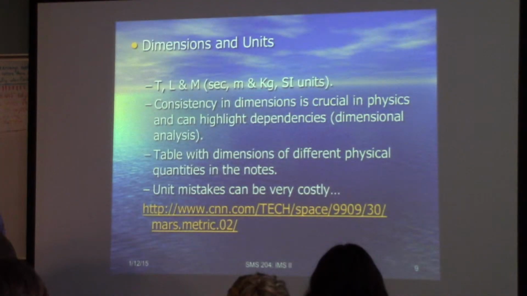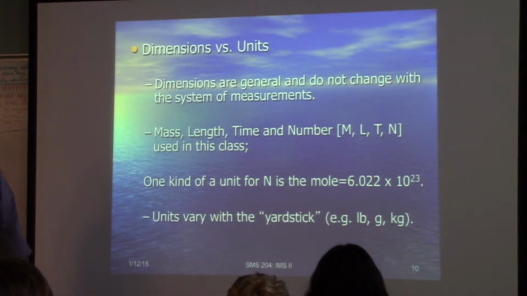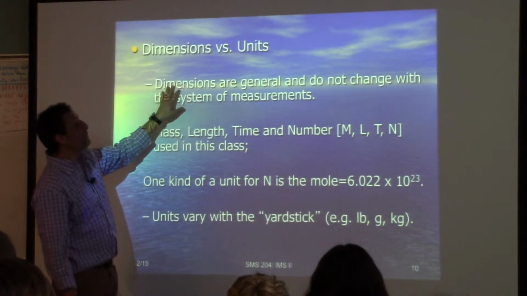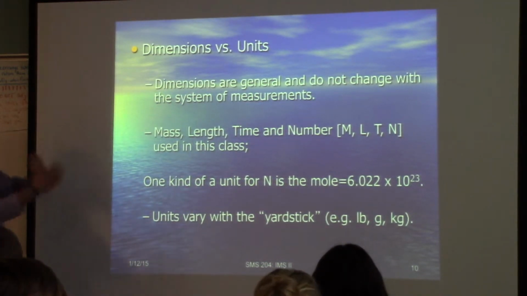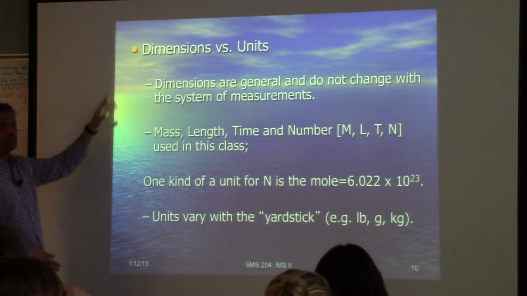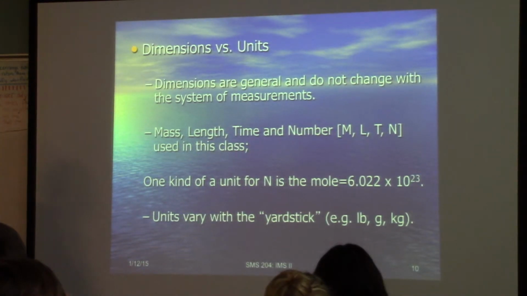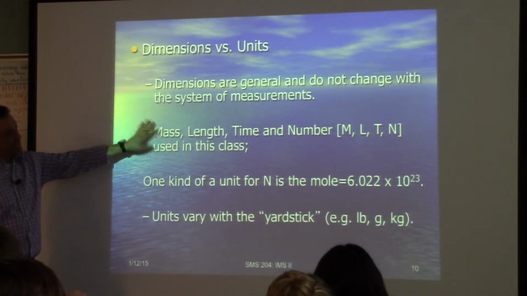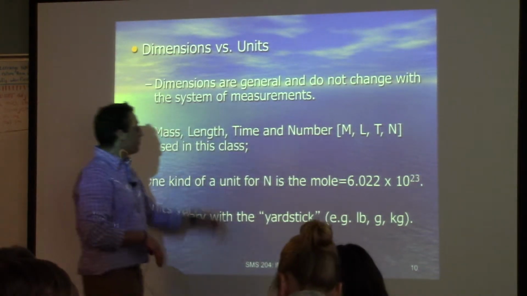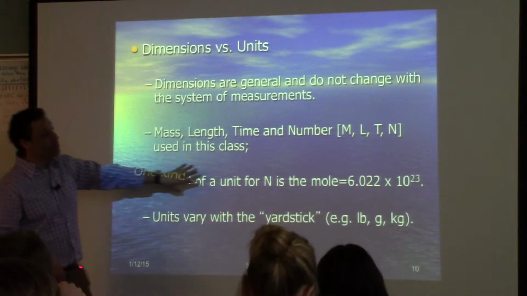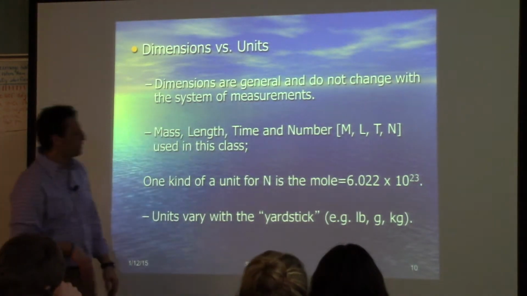So when you give us a graph, when you give us anything you report on, the units change, but the dimension doesn't change. The dimension of time is always time, and velocity is always length per time. We'll be talking about mass, length, time, and number. And numbers are useful. For example, for number we use moles. You'll use that in chemistry a lot.